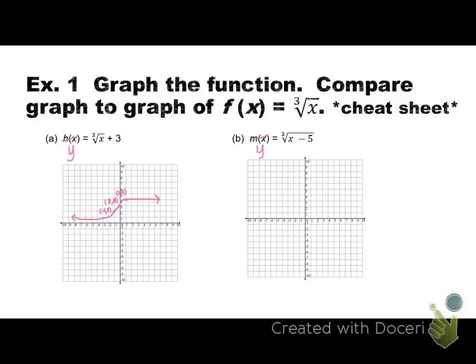Now, it asks you to compare it to the parent function. I'm not going to make you graph the parent function because, again, we can just look at the formula and we can see that they've added a 3. So when they add a 3 to the entire parent function, keeping in mind our parent function is the cubed root of x, we can see that that is a vertical translation up, because it's plus 3 units.